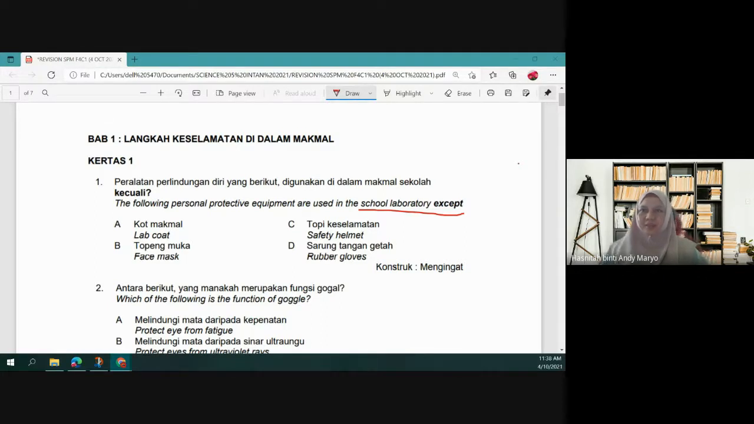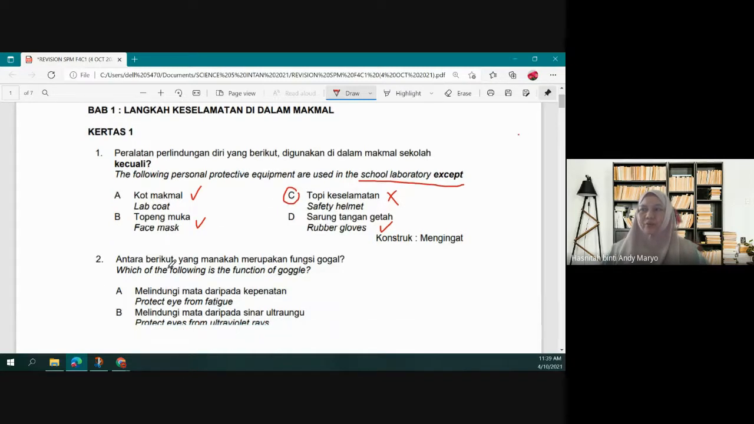Okay. So I'm still waiting for your answer. Which one do you think is not the personal protective equipment in a laboratory? Okay, Function says C. How about the rest? What do you say? Okay, we have lab coat there. Lab coat, yes or no? Yes, lab coat is a personal protective equipment. Solder with a face mask. Okay, and rubber glove. So the answer is safety helmet. Okay, we do not use safety helmet in the school laboratory.